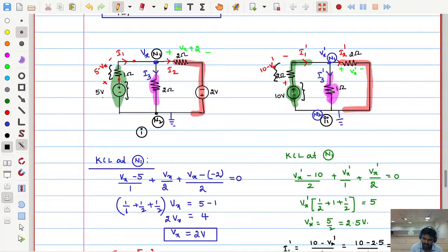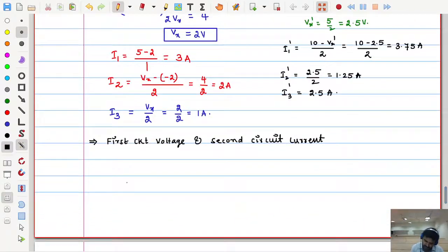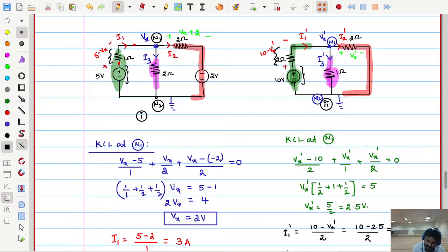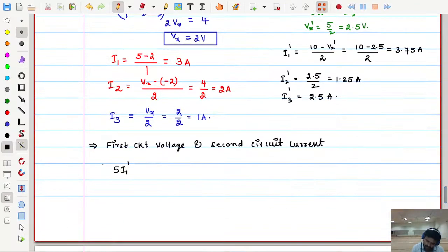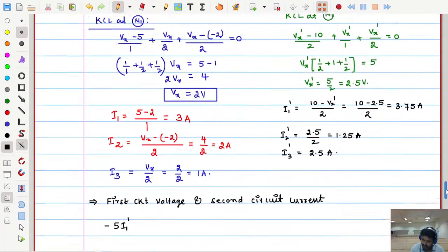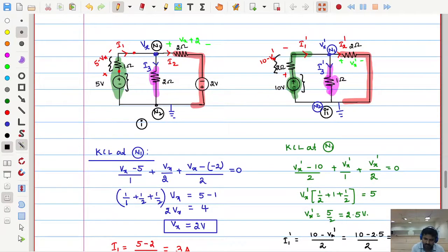So here how much is the voltage? 5. How much is the current? I1 dash. Let me write that. So 5 into I1 dash. Is it positive or negative? I1 dash is entering at the negative terminal or positive terminal? Negative terminal, right? So negative. Next, second is 1 ohm. 1 ohm voltage how much? 5 minus Vx. How much is Vx? 2. So 5 minus Vx is 3 volts.